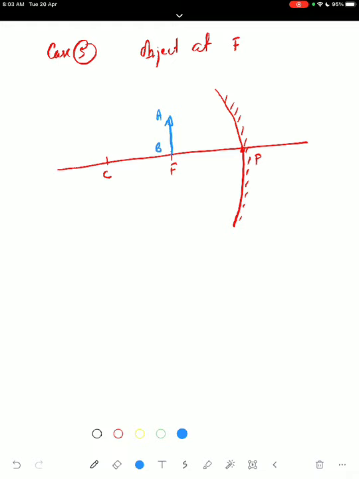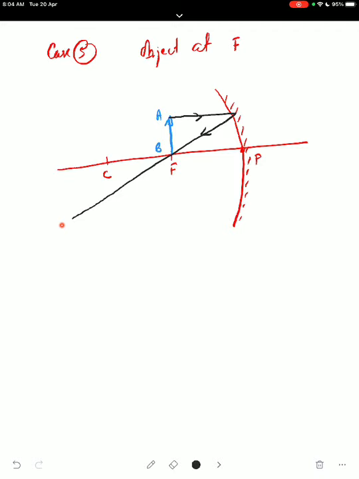First ray of light, again we take parallel to the principal axis as usual. The ray parallel to the principal axis, what will happen after reflection? After reflection it passes through the focus. It goes this way. The first ray of light after reflection passes through the focus.